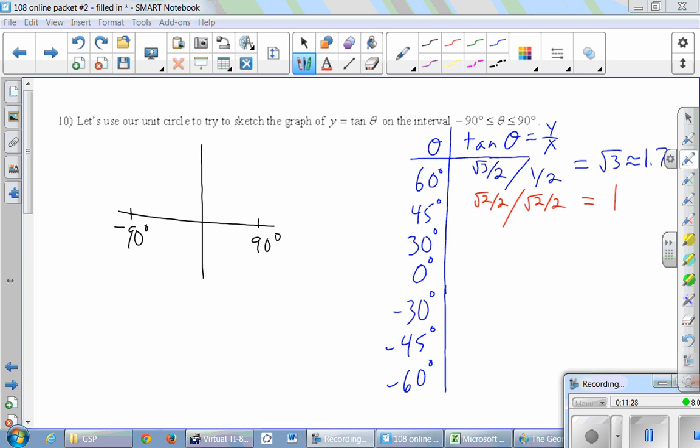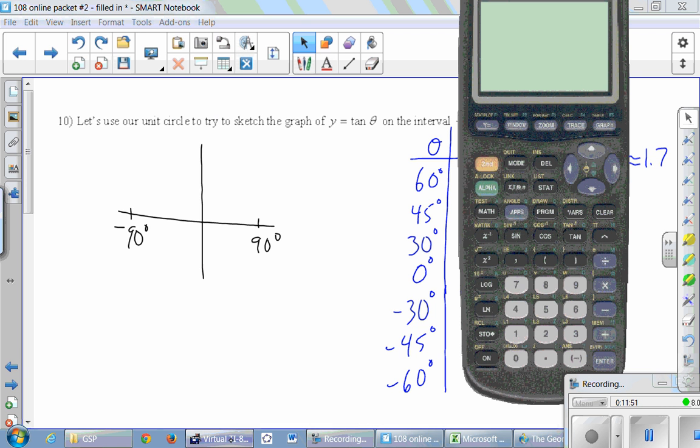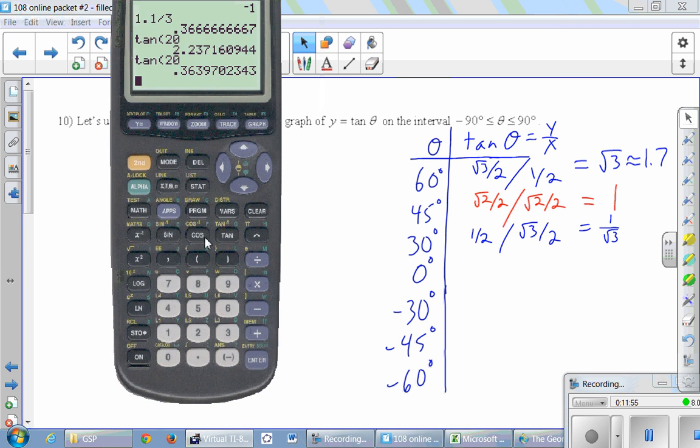Next one is 30 degrees. Here the y value is 1/2 divided by the x value, root 3 over 2. And again, we cancel those 2's, and we get 1 divided by root 3, which I don't happen to know off the top of my head, so we'll get an estimate on the calculator. So 1 divided by the square root of 3, and we get 0.58.